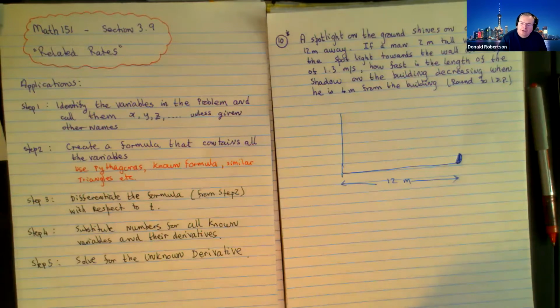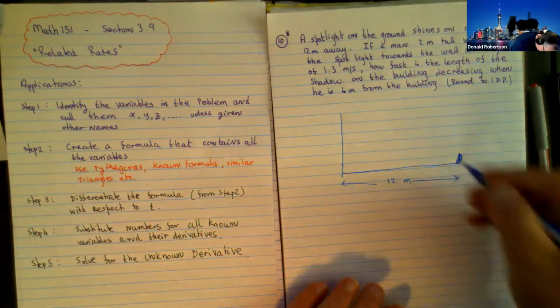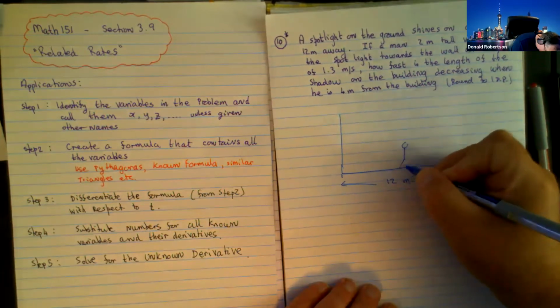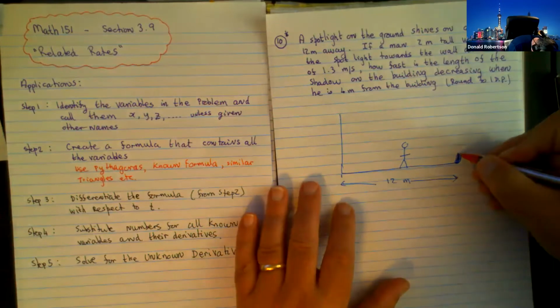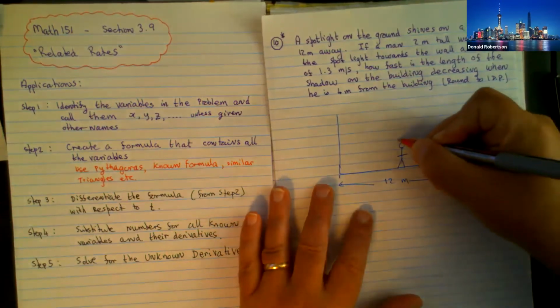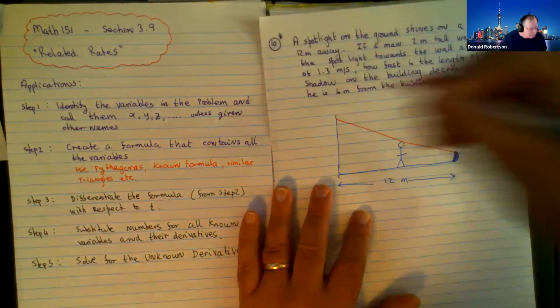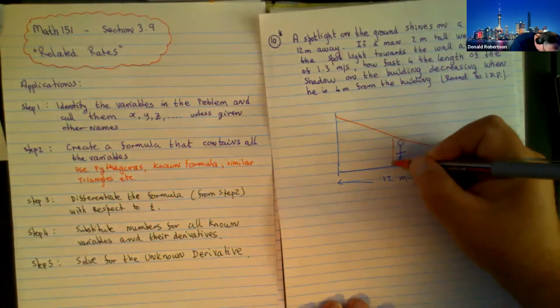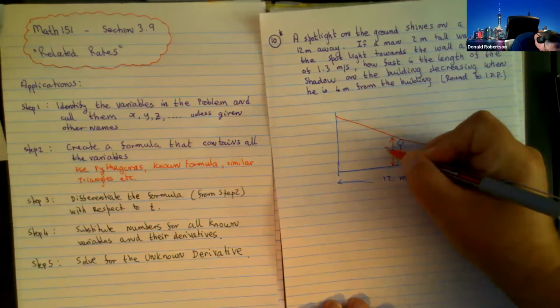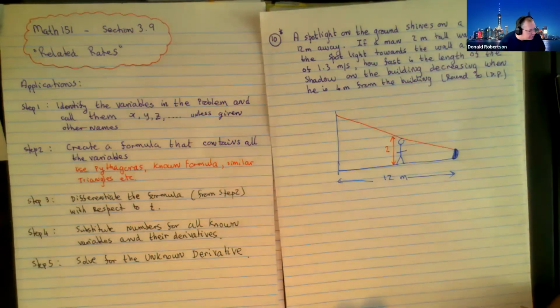A man is 2 meters tall, walks away from the spotlight. So here is a man. And the spotlight casts a shadow on the wall. And I know that the height of this man is not going to change, right? He's 2 meters, he's always going to be 2 meters. So that's not a variable, that's a fixed.